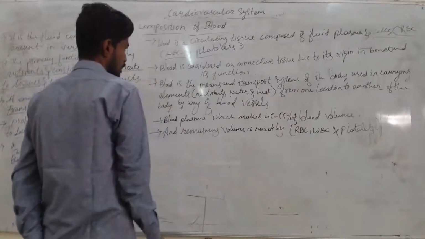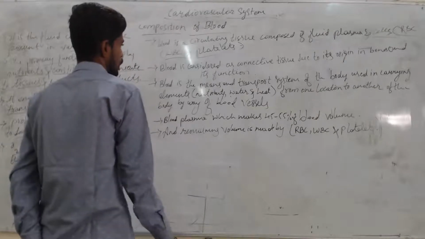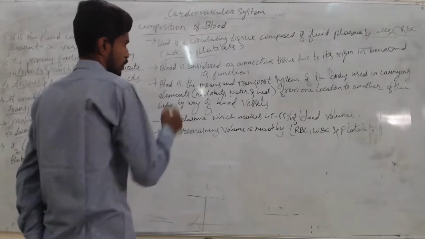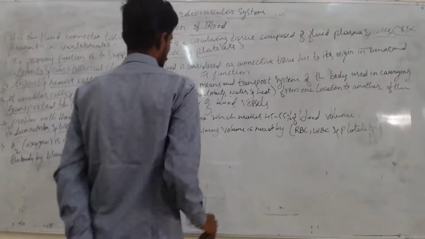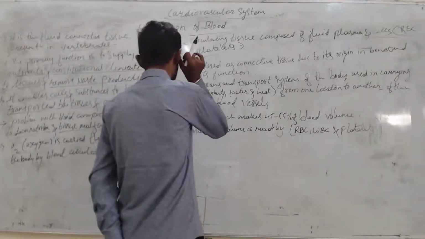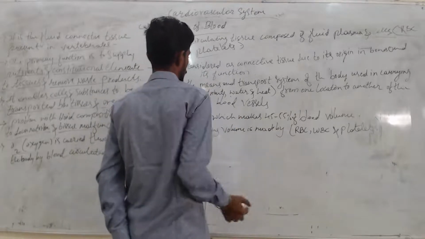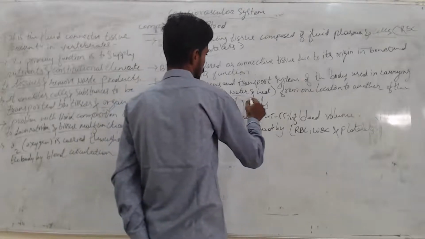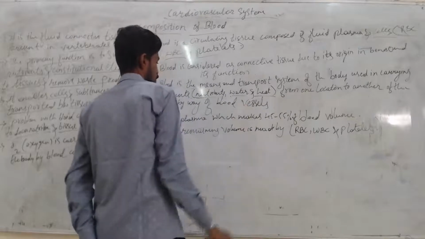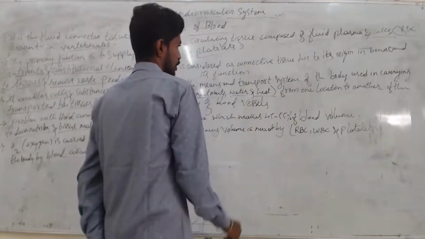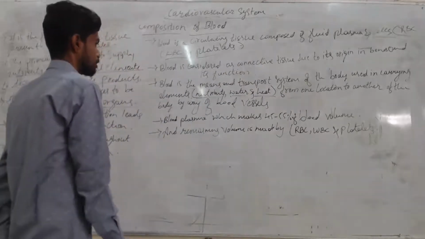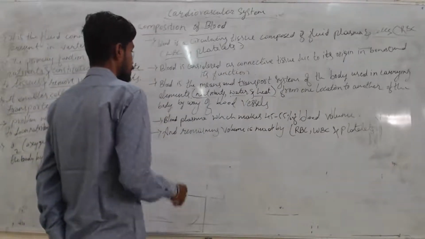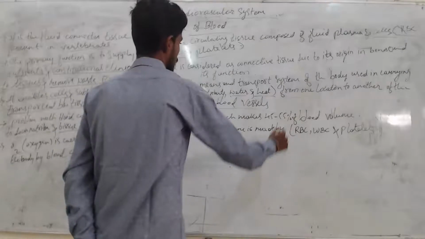And blood is the means and transport system of the body, used in carrying elements, for example nutrients, water and heat, to all parts of the body, and from one location of the body to another through the blood vessels.